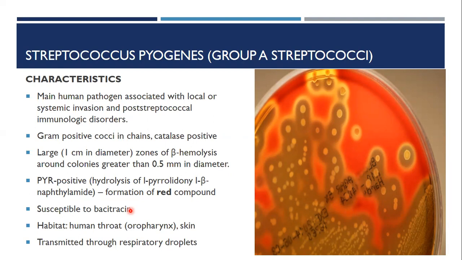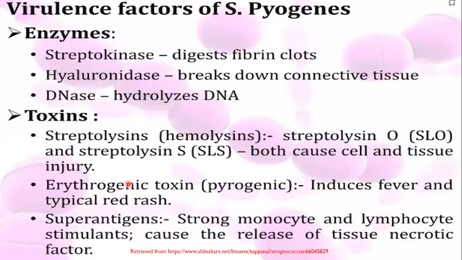And another test to identify that the organism in question is Streptococcus pyogenes is the PYR test, or the pyrrolidonyl beta-naphthylamide test. Positive for this test, with formation of a red compound, would mean that the organism is positive for PYR. It hydrolyzes PYR. It's a flora in the throat, the oropharynx, and it's usually transmitted through respiratory droplets. Now, as to virulence factors, it contains the following.